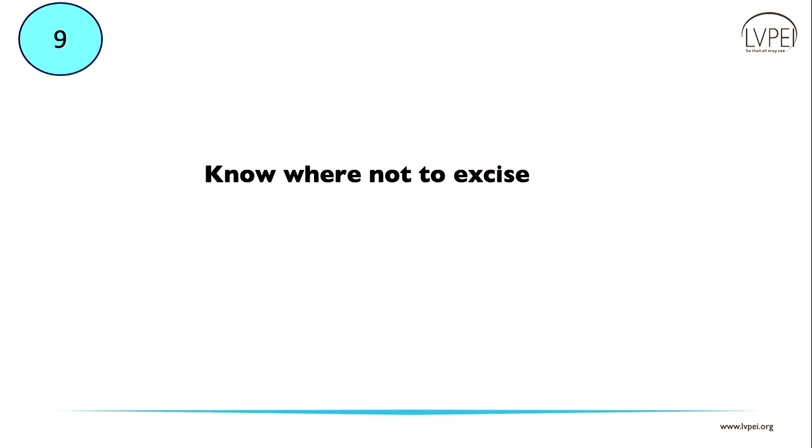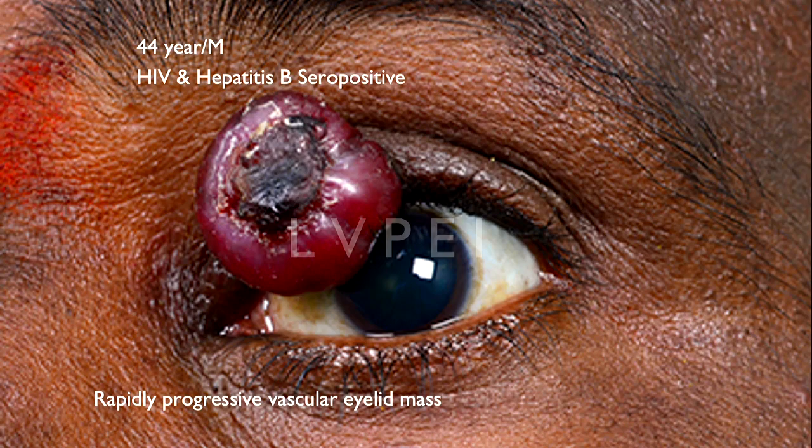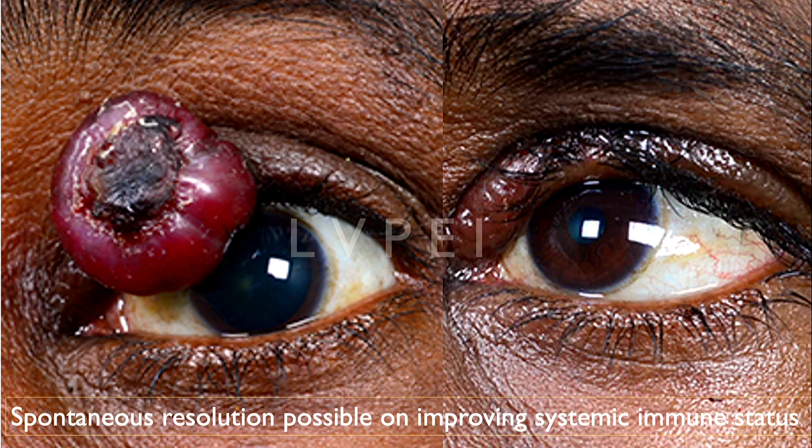So we also need to know where not to excise. While excision is the standard of care, there are few exceptions. Like this is a rapidly progressive vascular eyelid mass in an HIV and hepatitis B seropositive patient. Excision biopsy was tried elsewhere. There was bleeding, so the patient was referred to us. Just on starting HAART therapy, the mass came down. So spontaneous resolution is possible on improving systemic immune status in Kaposi sarcoma.